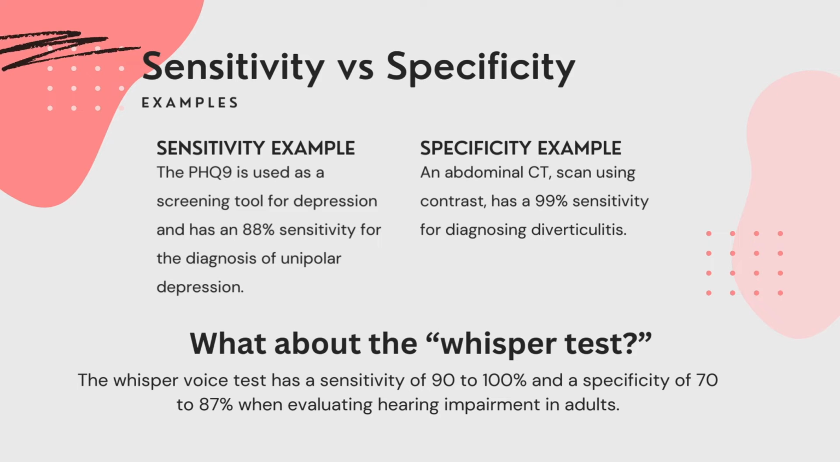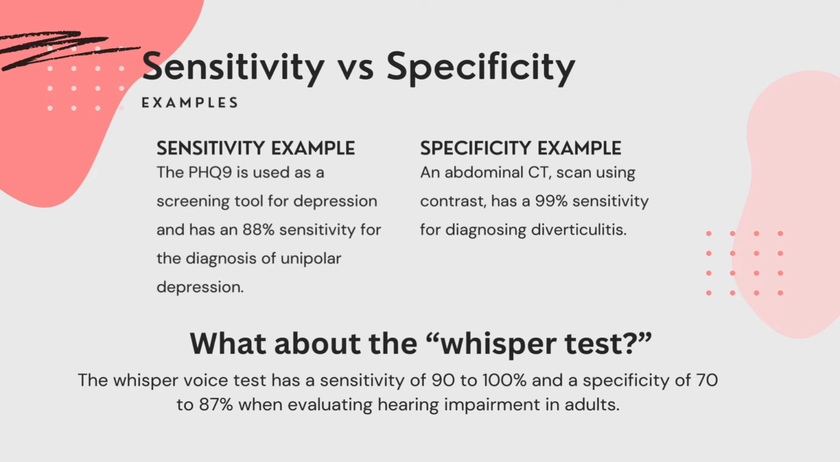And for specificity, a good example of a test with high specificity is the abdominal CT, or computed tomography, using contrast in the diagnosis of diverticulitis. So an abdominal CT with contrast has a 99% specificity for diagnosing diverticulitis, and that's huge. So this means that 99% of the time, patients can be accurately ruled out from having diverticulitis with the use of CT scan with contrast.